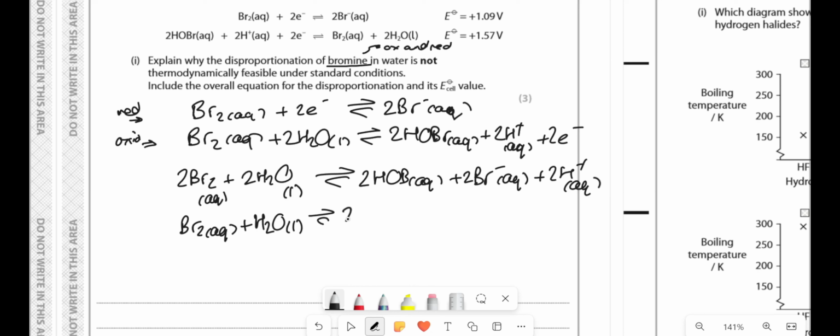liquid becomes HOBr aqueous plus, and then these two are going to combine to give you HBr aqueous, although it does allow keeping these here as well. So then, that's the overall equation.